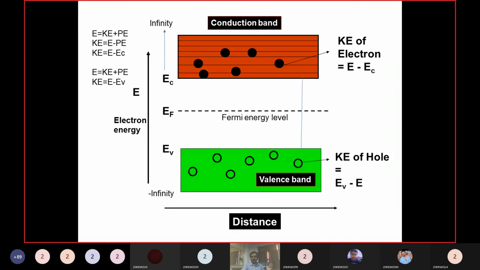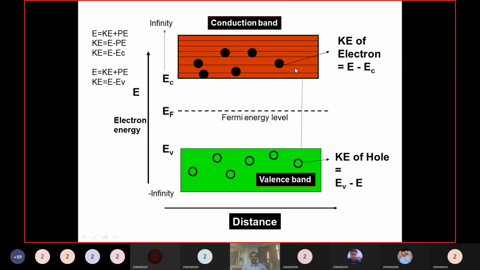Now observe here. This is the conduction band and this is the valency band. Here, as many electrons as there are, that many holes will be present. In the conduction band only electrons will be present, but in the valency band holes will be present as well as electrons.